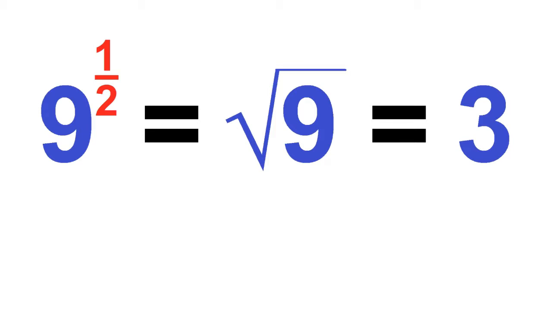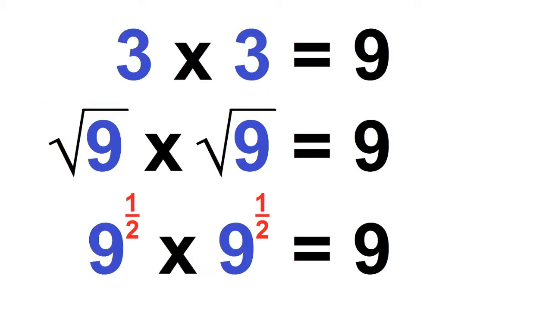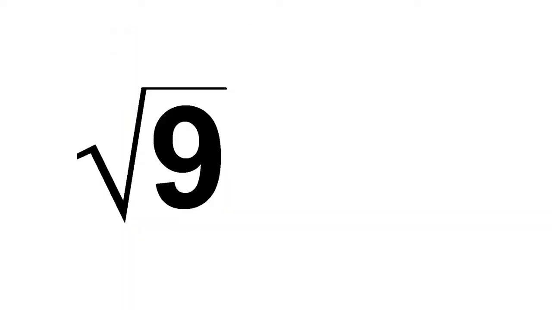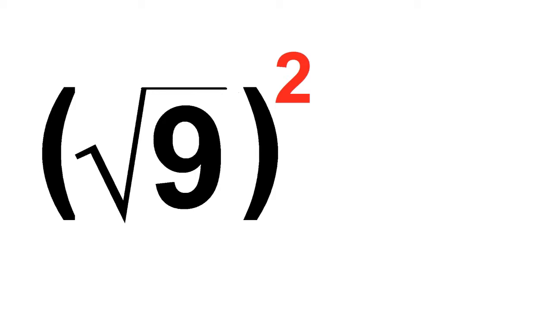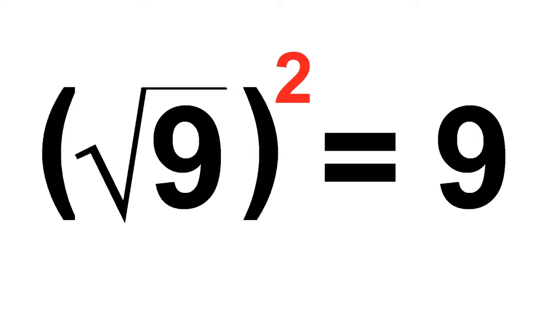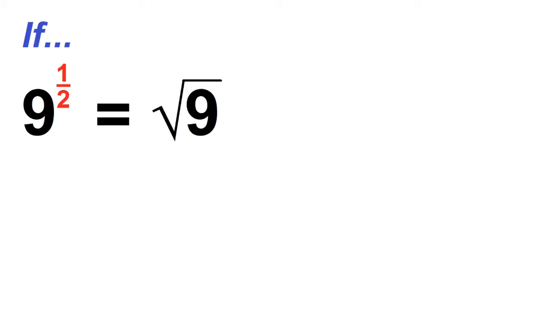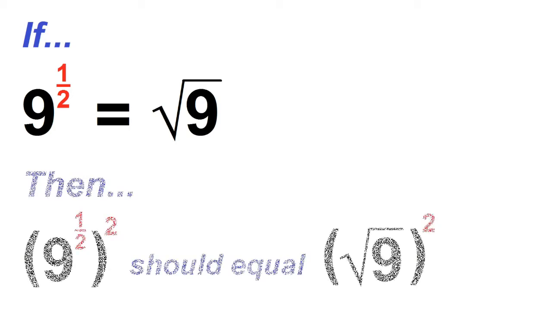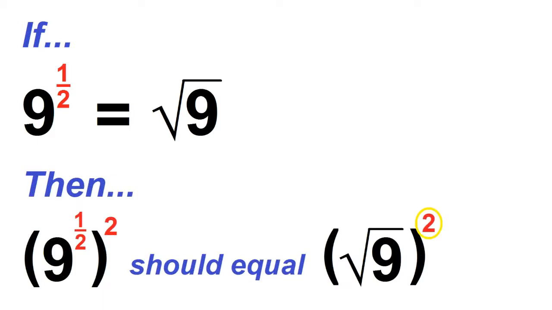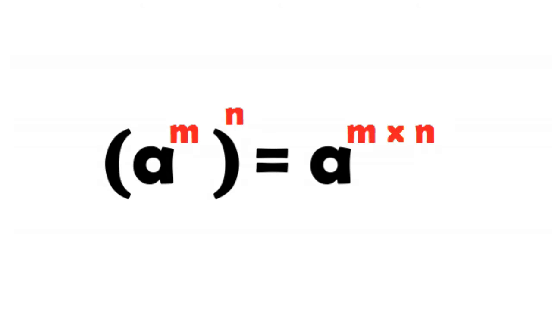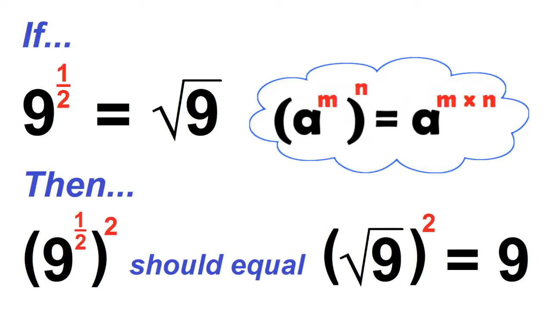Well, if this is true, if these are equal, there's more than one way we can prove it. Remember how I showed at the start that if you square root 9 only to square it again, we'll come right back to 9? So we can test this with 9 to the power of a half. If 9 to the power of a half is really the square root of 9, then the square should cancel out the half just like this square cancels out this square root.